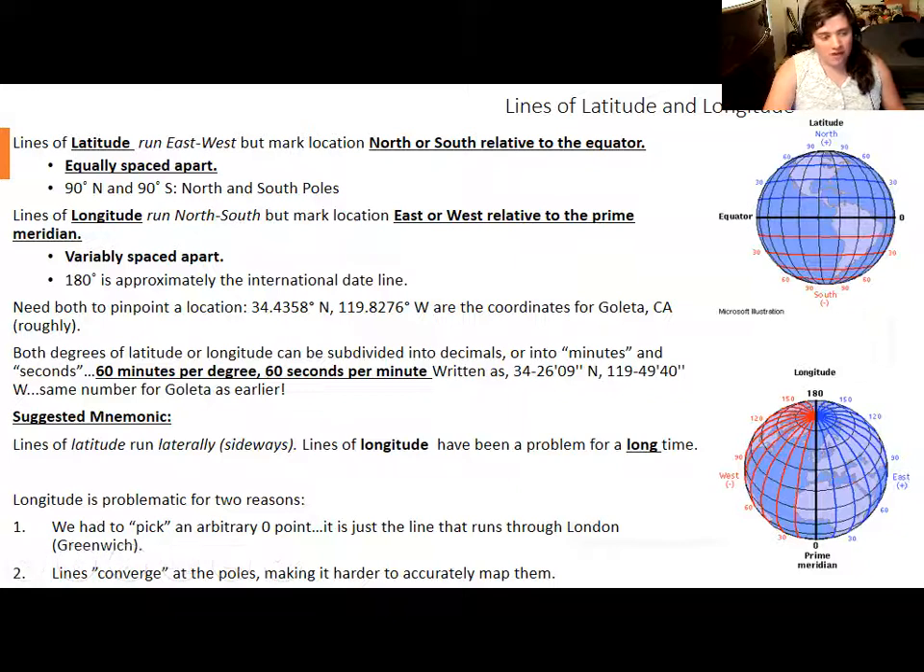The map or the assignment, if you are doing this for an assignment, the assignment will establish what you are working with. This is one case where, yes, the word similarity actually helps a lot. Just as you have 60 minutes in an hour, you have 60 minutes in a degree. Just as you have 60 seconds in a minute when we're talking about time, you have 60 seconds in a minute when we're talking about longitude and latitude.